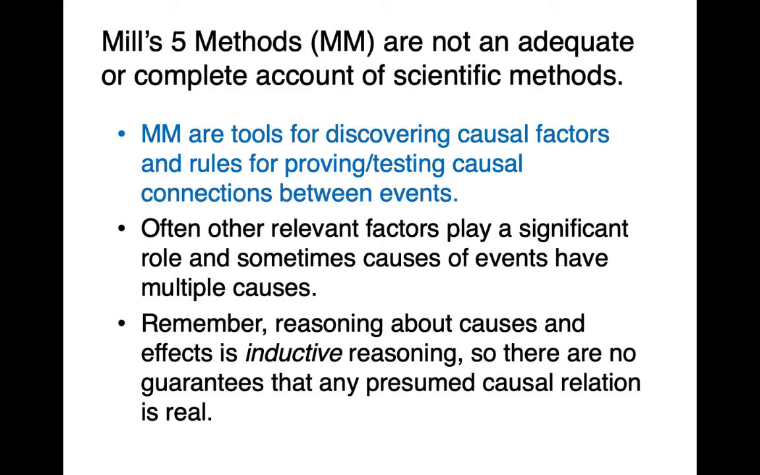Mill's 5 methods are not an adequate or complete account of scientific methods. They are tools for discovering and considering causal factors, and rules for proving and testing possible causal relations, connections between events. Often, other relevant factors play a significant role, and sometimes events have multiple causes. Remember, reasoning about causes and effects is inductive reasoning, so there are no guarantees that any presumed causal relation is actually real.